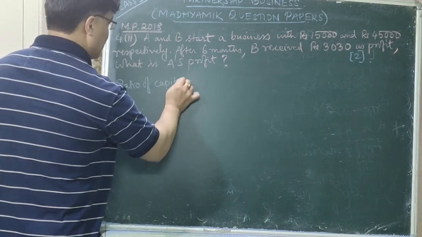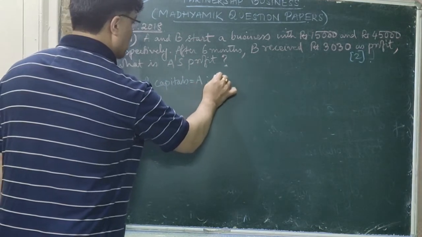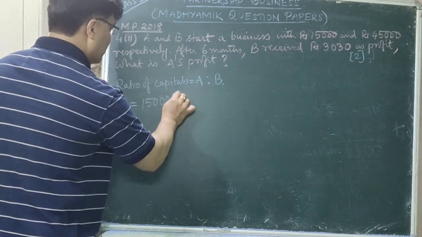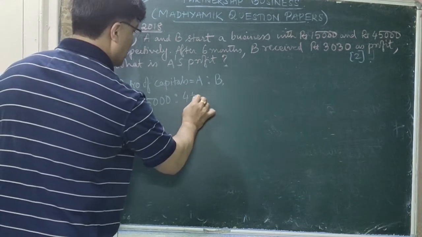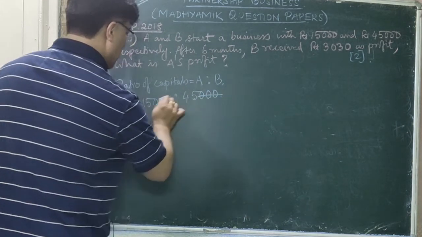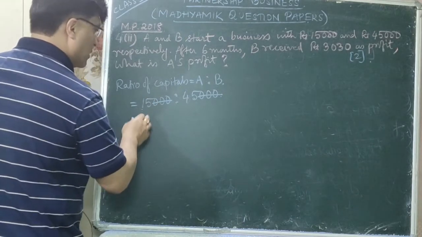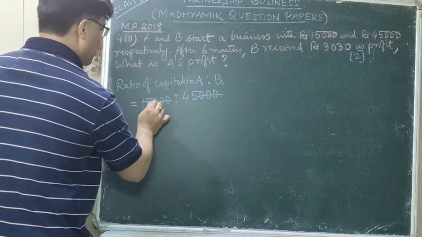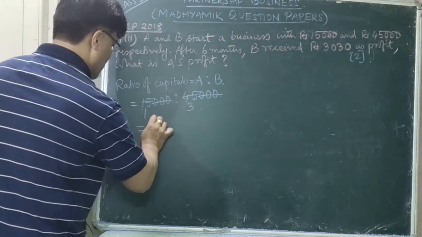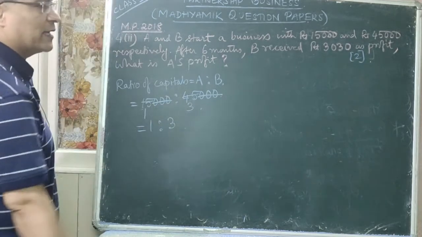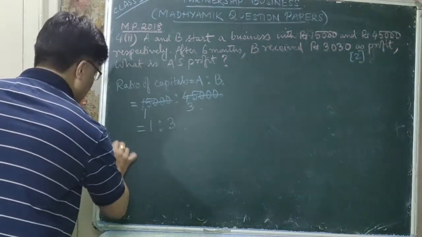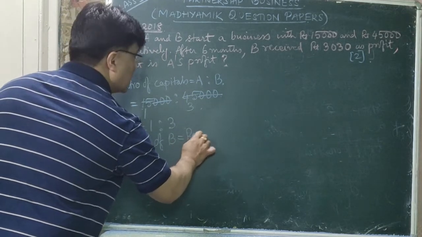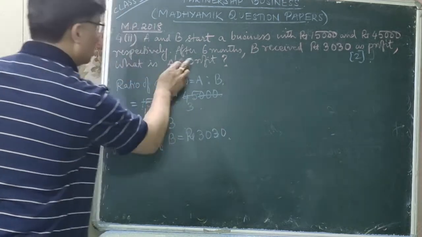Ratio of capitals is equal to A is to B, which is equal to A's investment 15,000 and B's investment 45,000. Okay, your 000 gets cancelled, 15 divides both. 15 ones are 15, 15 threes are 45, which is equal to 1:3. You have the ratio of capitals. So what is the profit of B? So profit of B is equal to rupees 3030. You have to find out the profit of A.